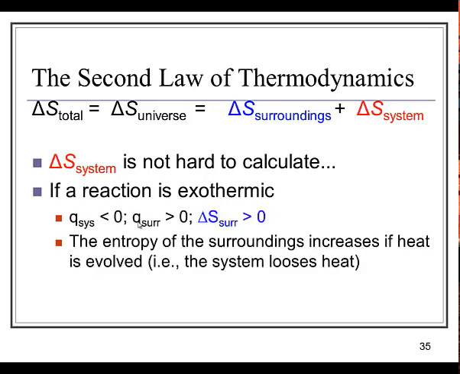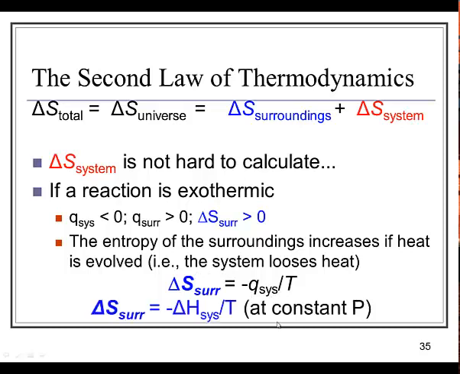If a reaction is exothermic, that means it's given off heat to the surroundings. If the surroundings have acquired heat from the system, then that increases the change in entropy of the surroundings. You have a positive change in entropy for the surroundings. So we can express that as delta S for the surroundings is equal to minus Q for the system divided by the absolute temperature. And if we're doing all of this under conditions of constant pressure, then the delta S for the surroundings is equal to the negative delta H for the system divided by the temperature.